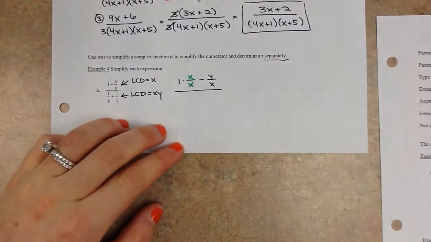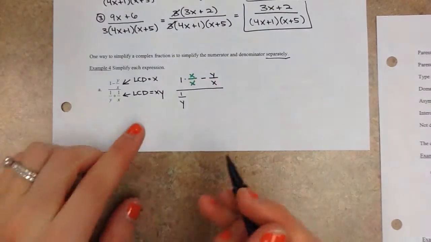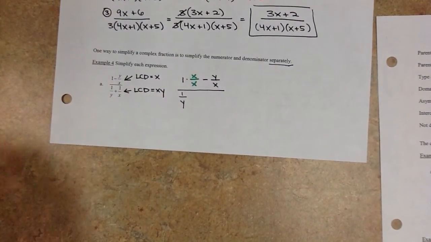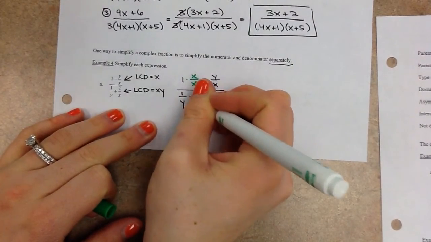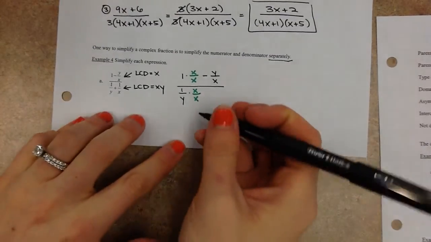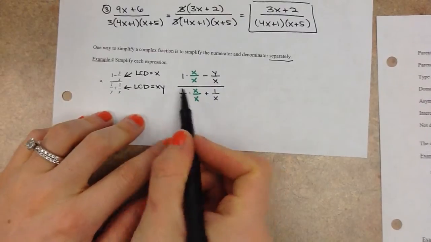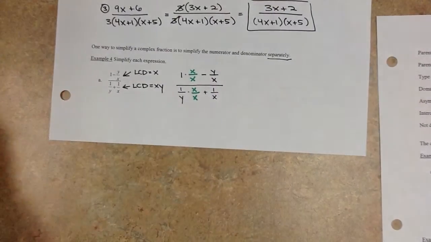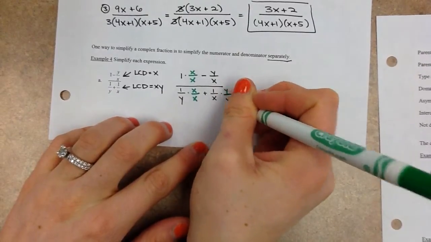And then in the overall denominator, we have a 1 over y. And so if we look at the LCD of xy, it's missing an x. So we're going to multiply this by x over x, which is just a fancy 1. We're just trying to get it to be an equivalent expression that has the denominator that we want. And then plus 1 over x. So this has the x, but not the y. And so we're going to multiply this one by y over y, just a different fancy 1.